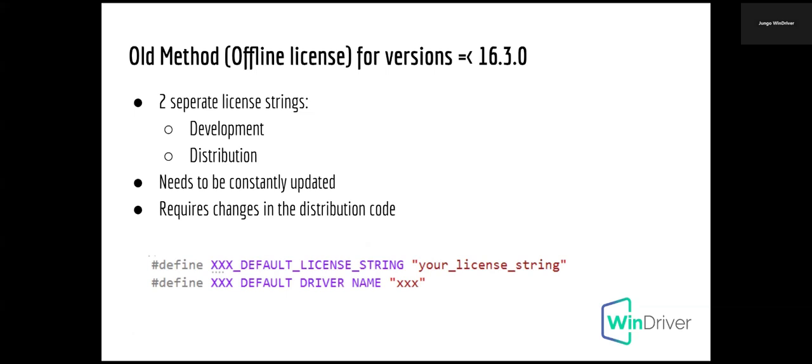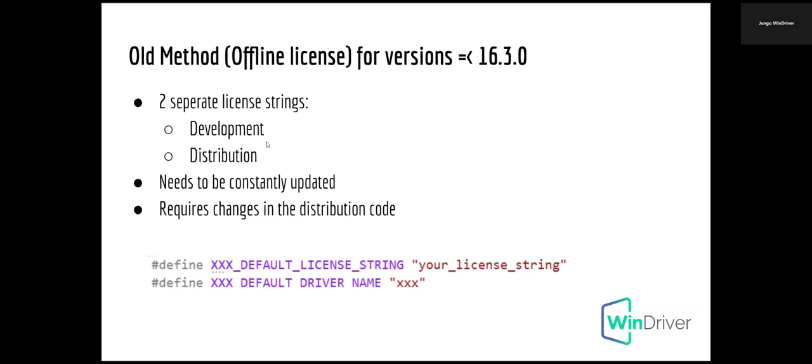WinDriver works in a way that, or used to work before 16.4, where after purchasing the subscription to WinDriver, you got two separated license strings. One is the development license and one the distribution license. The development license was bound to your development PC, and the distribution license was not bound to any PC. The development license had an expiry date, and the distribution license did not have an expiry date.